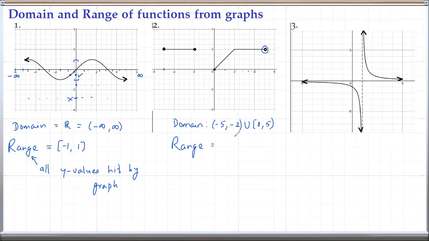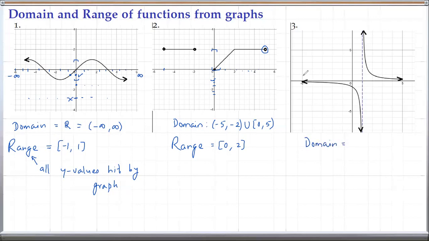And the range is, again, all the Y values hit by the graph. So these Y values, none of these are hit by the graph. We don't have any graph for these Y values. So it looks like the graph starts from Y value 0. And it goes all the way up to 2. So this is the range. So let's try the last one now.